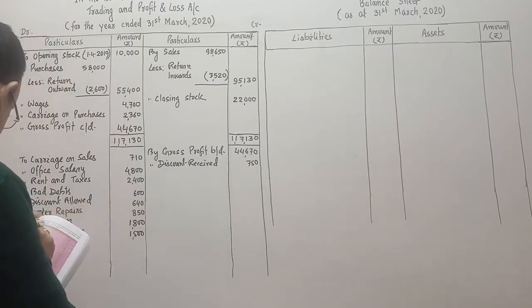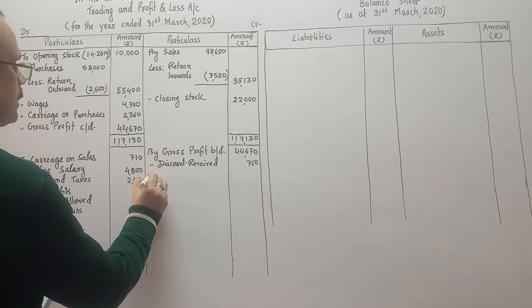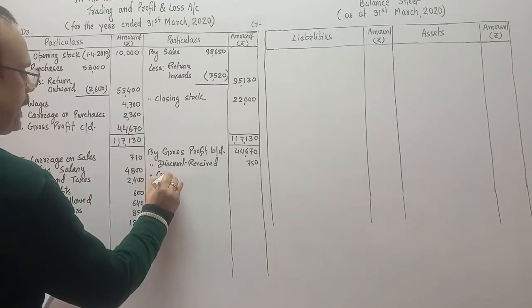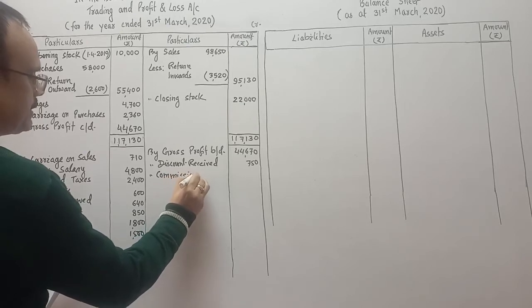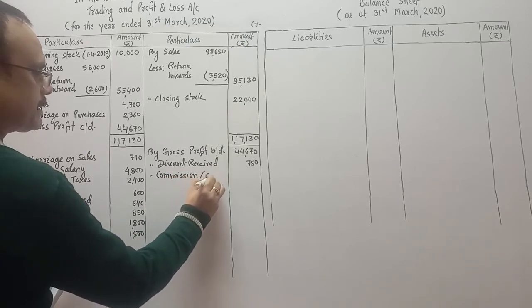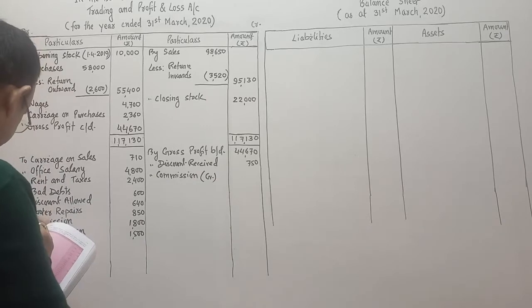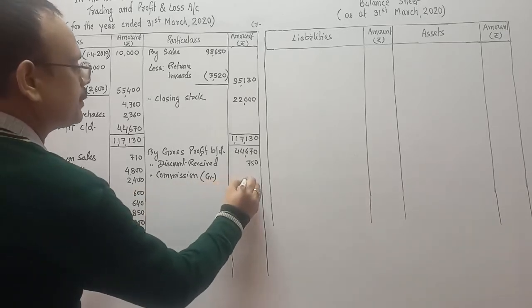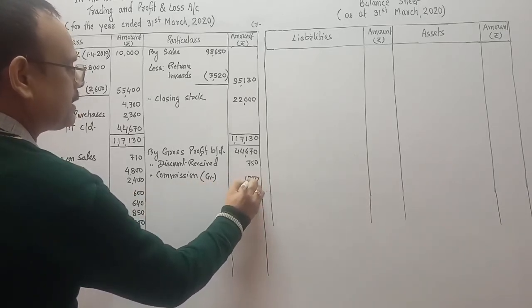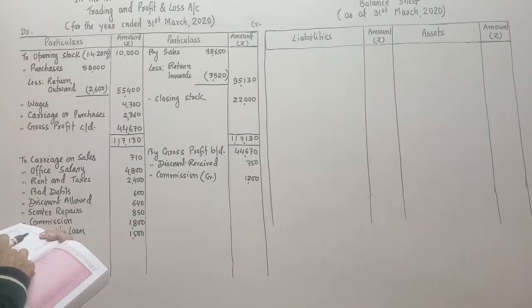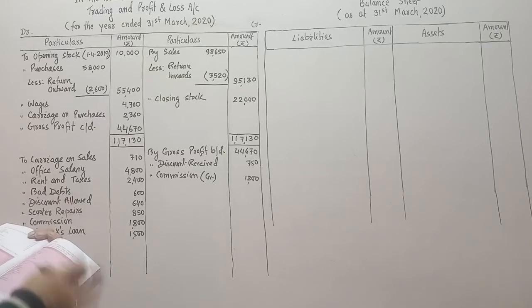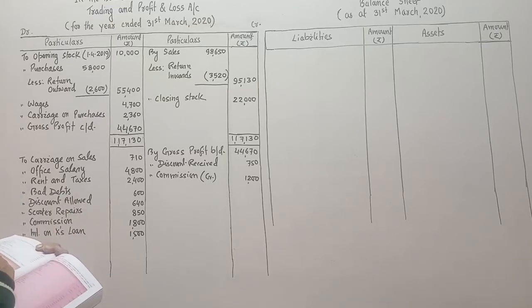After discount received, next is commission. Commission on the credit side indicates commission received. A credit balance indicates commission received, and a commission debit balance indicates commission paid, an expense. Okay, that's it. Only this much information is there.